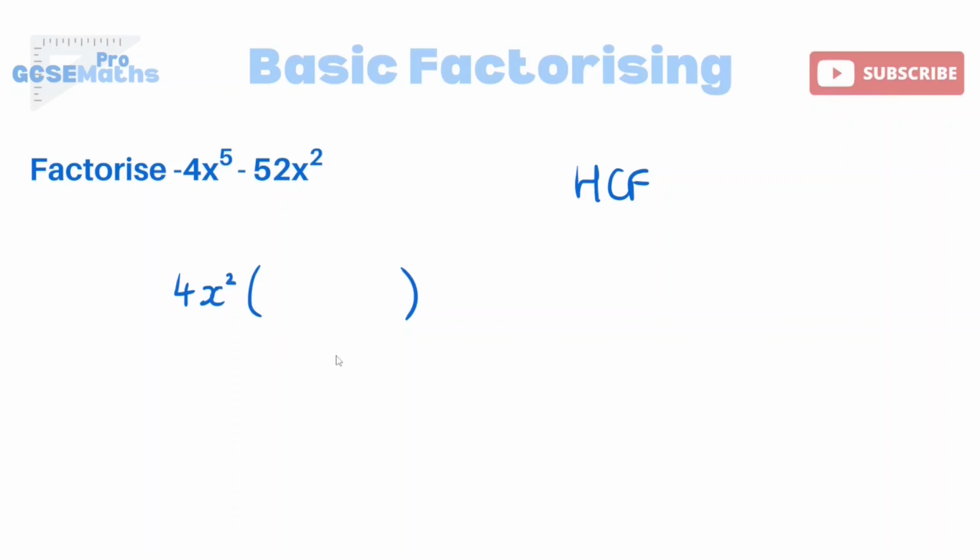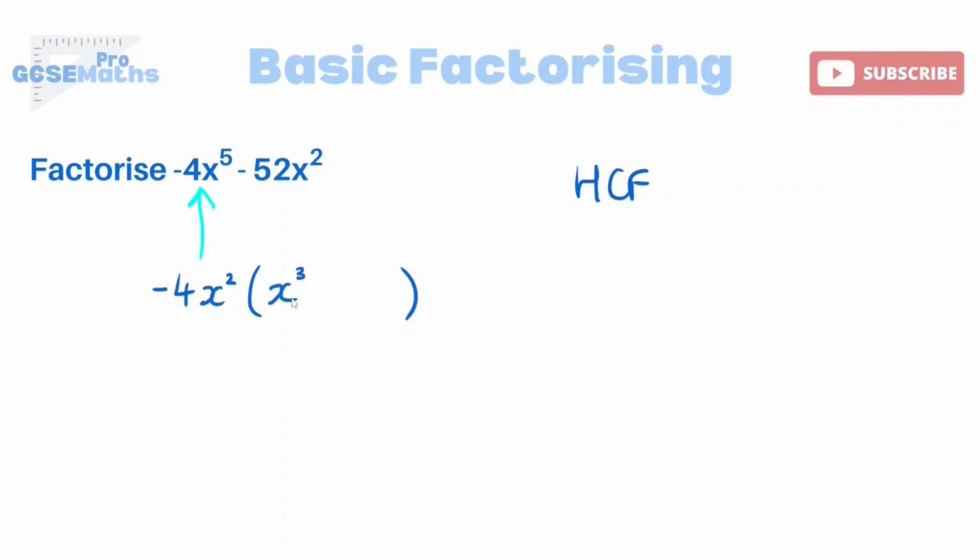Now, there is actually one more thing we can pull out. As you can see, they are both negatives. So I am actually also going to pull out the negative. So my highest common factor is minus 4x squared. And then our process begins again. How do I get from minus 4x squared to minus 4x to the power of 5? Well, we've already got minus 4, so we're missing x cubed.